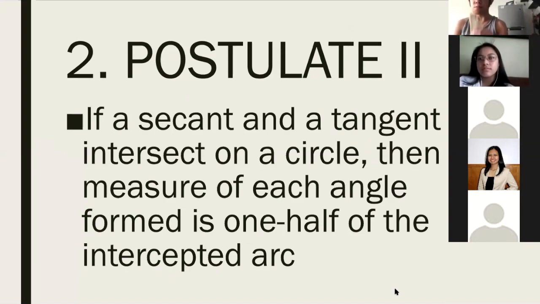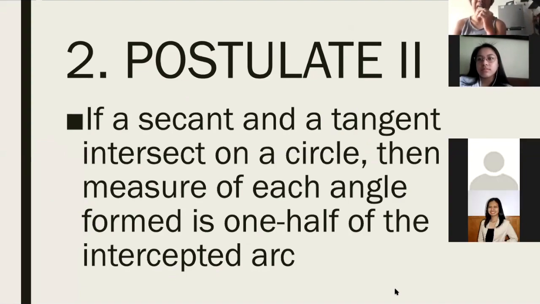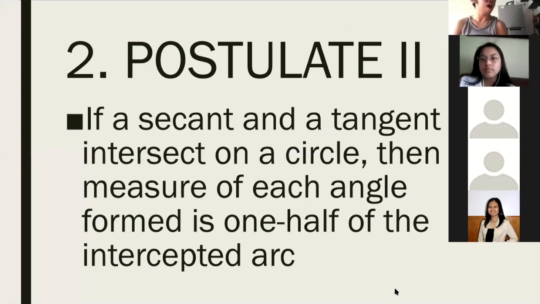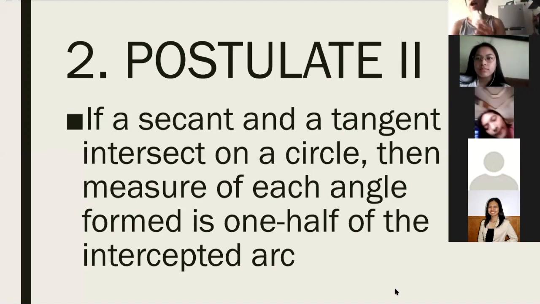Hanapin ko muna sa notebook ko. Okay. Wait lang. A secant or a tangent? Teka lang. Asan ka? Nawala ka. Teka lang, guys. Wait.